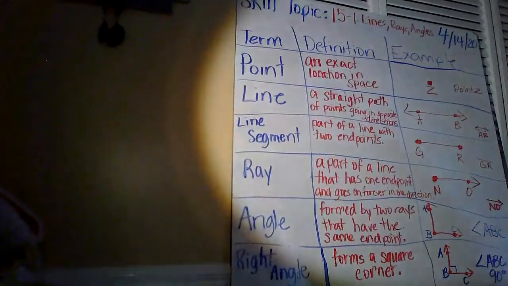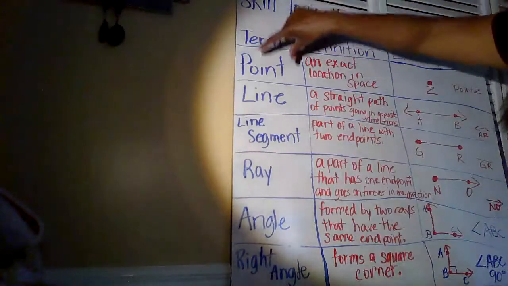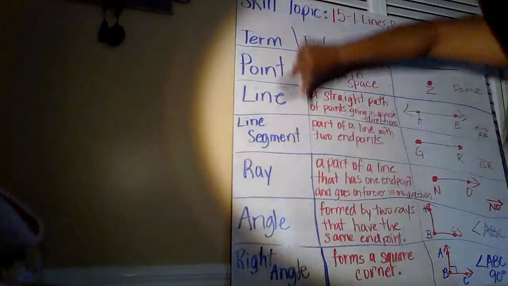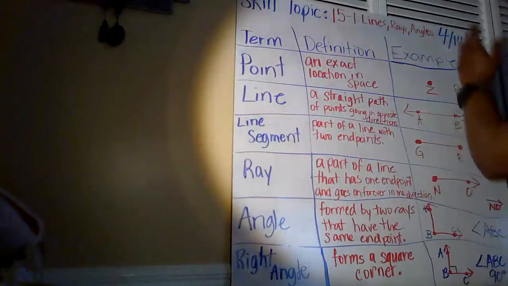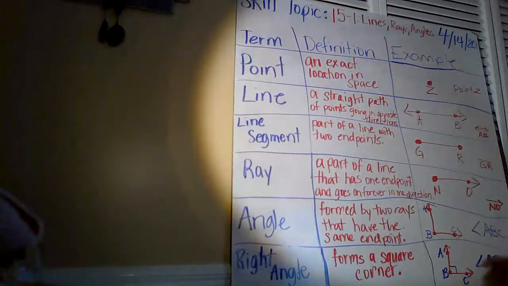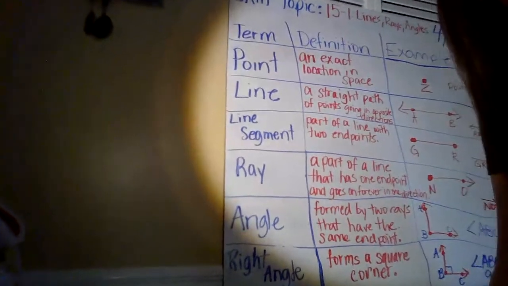So I want you to take your paper and break it up into 3 parts. The first part is going to be the actual term, like the vocabulary word. The middle is going to be the definition. And then the last column is going to be the example. You can pause so that you can make sure your paper looks the way it needs to look.